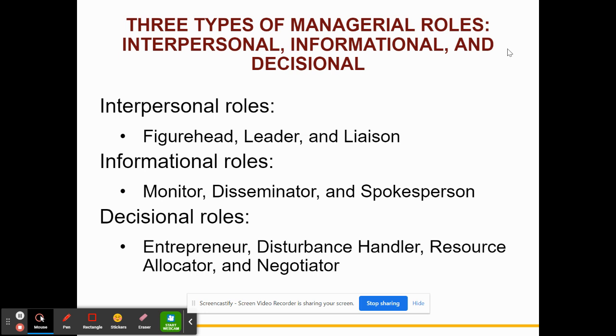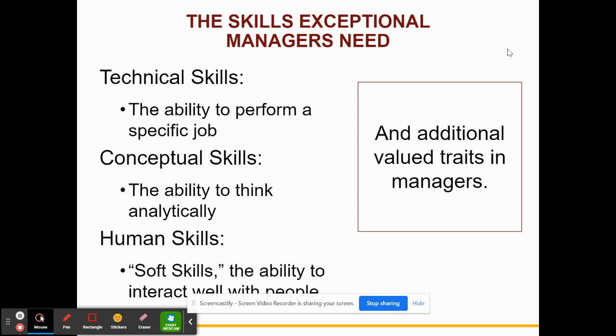So as you can see, managers wear a lot of hats and have a lot of different roles, and a lot of their time is taken up within these different roles.